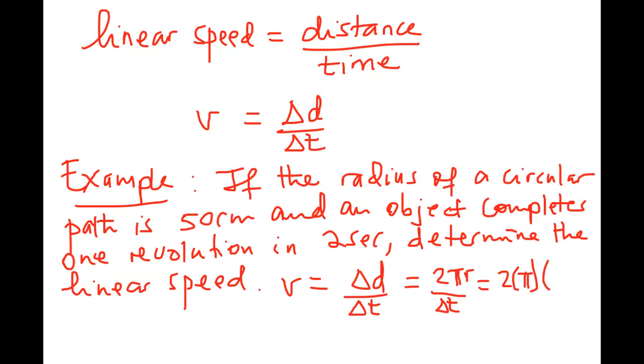Radius is 50 centimeters. Let's convert that to meters, so our velocity will be in meters per second. 50 centimeters into meters is 0.5 meters, divided by time, which is 2 seconds. If you do this, you'll be able to find your velocity as 1.57 meters per second.